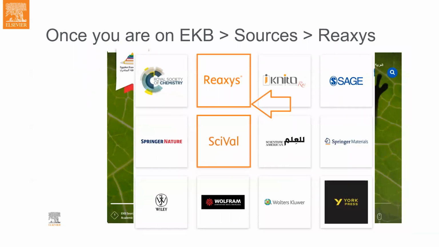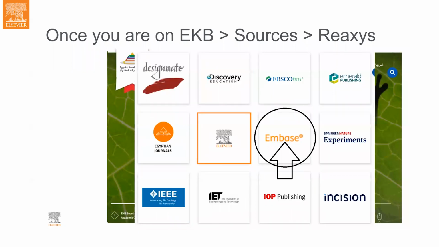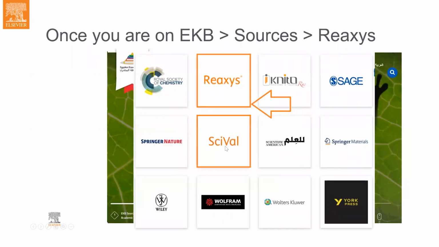If I scroll over, as you can see here, I can also see Reaxys. If I scroll down, one thing you need to know is that all the sources are organized alphabetically. This is why Elsevier and Embase are next to one another, because they start with an E. If I scroll down, I can see Reaxys here, and I can also see SciVal, which is accessible only for researcher accounts. Remember that Embase and Reaxys, as well as other Elsevier solutions, are accessible for both reader and academic accounts under the current configuration set by the Egyptian Knowledge Bank.